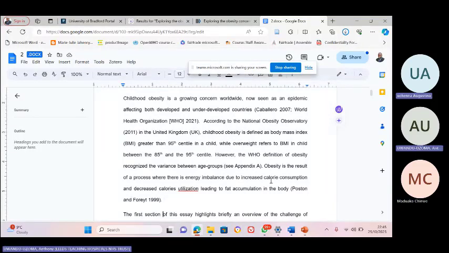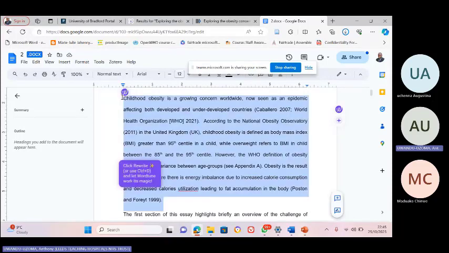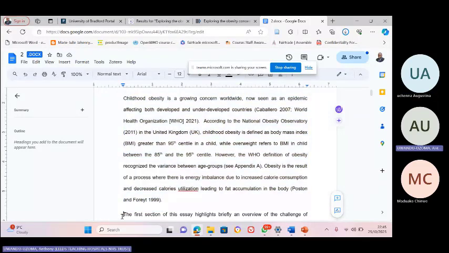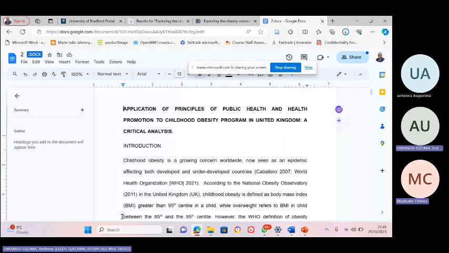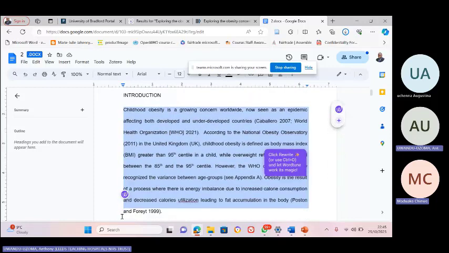There is a reason why I put this part first: the reader needs to know what the essay is about. I cannot start writing the first section of this essay without defining what obesity is. You understand? So here, what I did was just a definition.